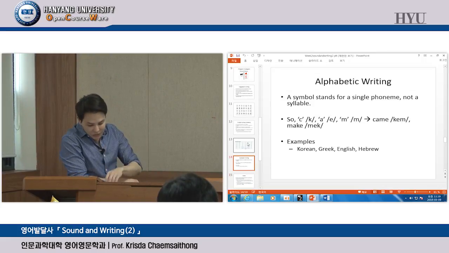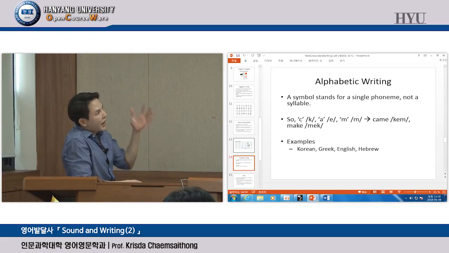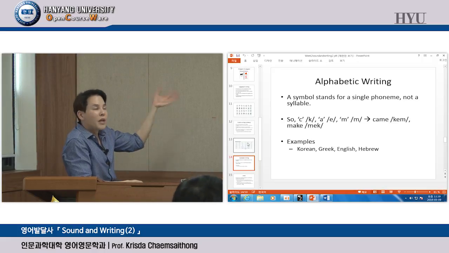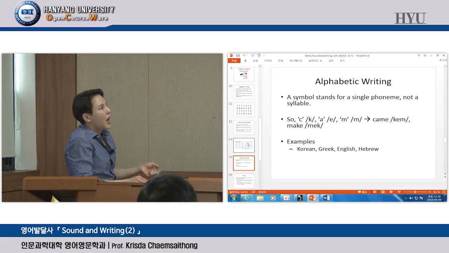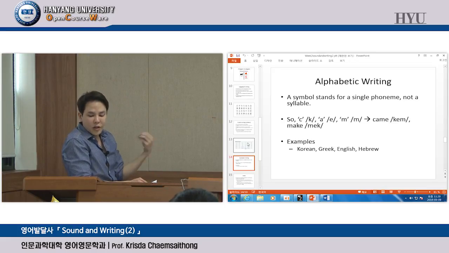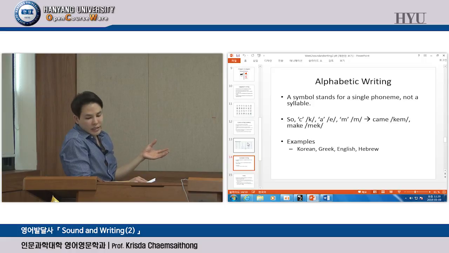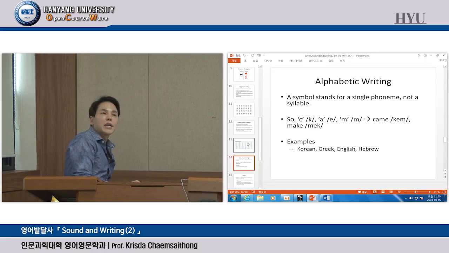The last one here is the final step in writing that is based on sound. The syllabic system is also based on sound, but on each syllable, right? But here, alphabetic writing is the last step in the phonemization of writing, and we call it the alphabet system. Each symbol stands for a single phoneme, right? We study phonemes. So it's a single phoneme, not a syllable.